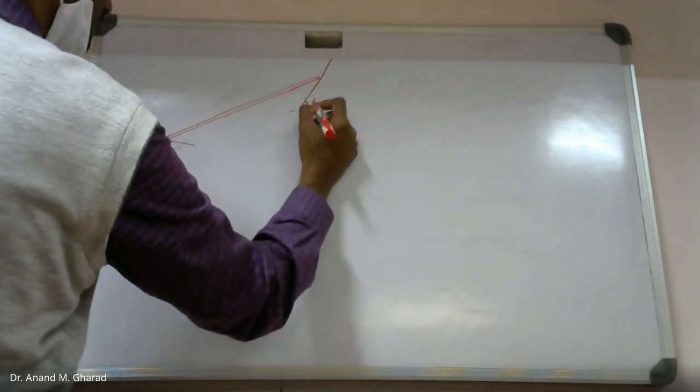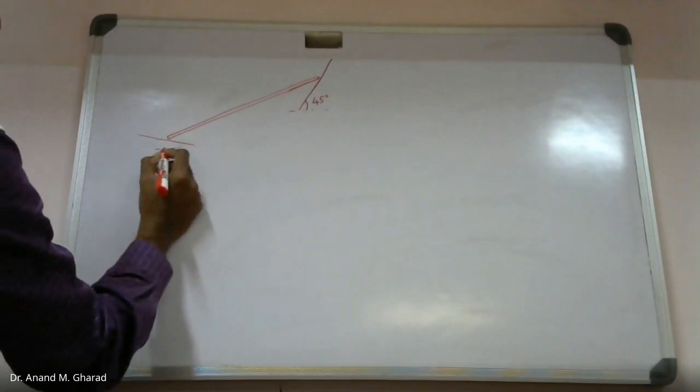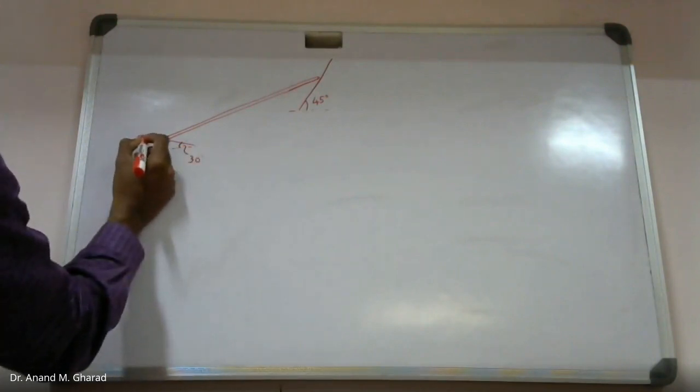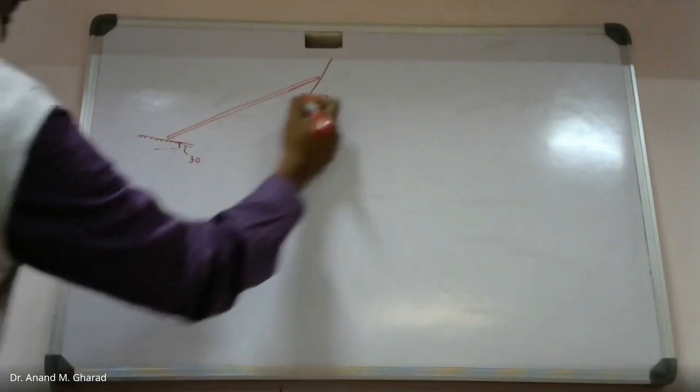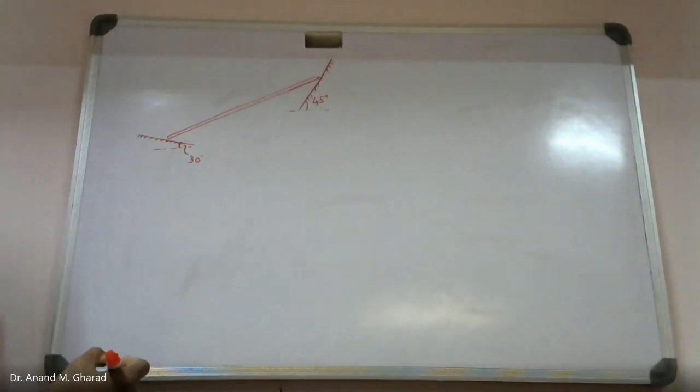What is this? This is 45 degree. This is 30 degree. Sorry. These are smooth inclines. Okay, and if you choose x equals to 2, what will be that?